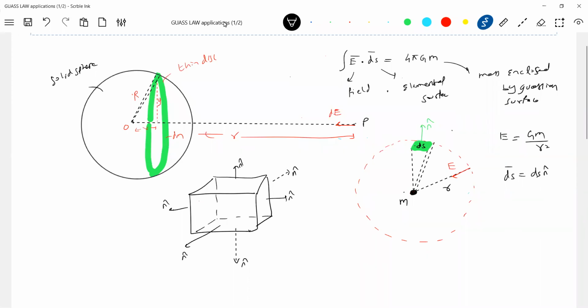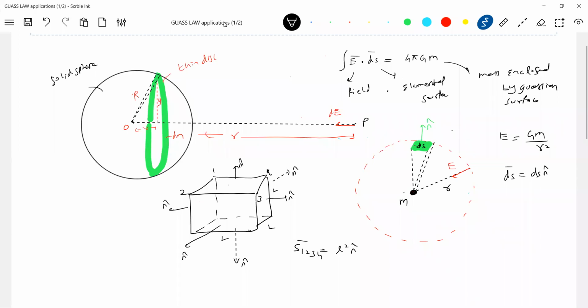So what is the area vector for the upper surface? If the side length is L, then for surface 1, 2, 3, 4, how do you define S? L square into n cap. Like this, we define the area vector. For a closed surface, it will be radially outward. You take any patch and draw a line from the center to the surface. That becomes the normal, no? And this n cap will be normal to the area. So ds into n cap becomes the area vector.